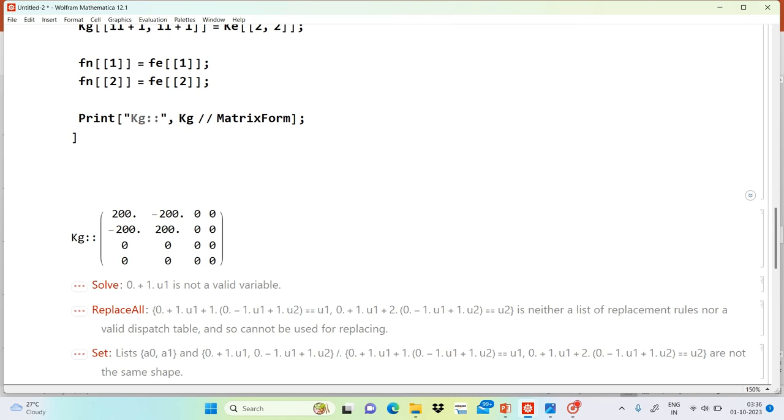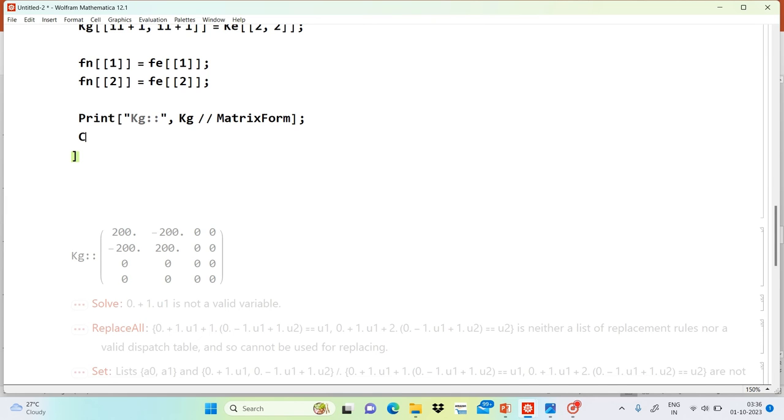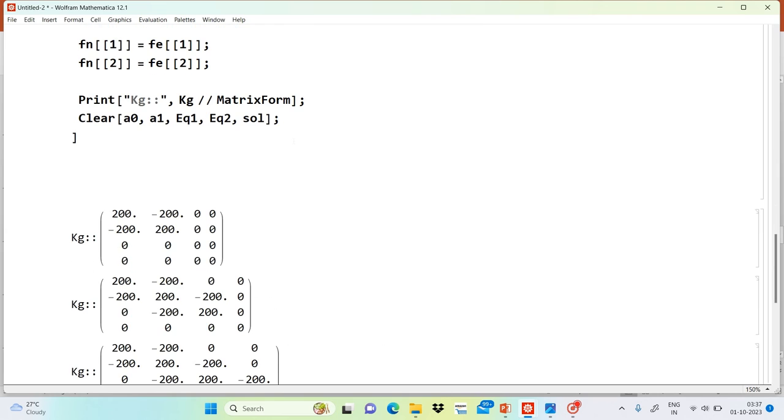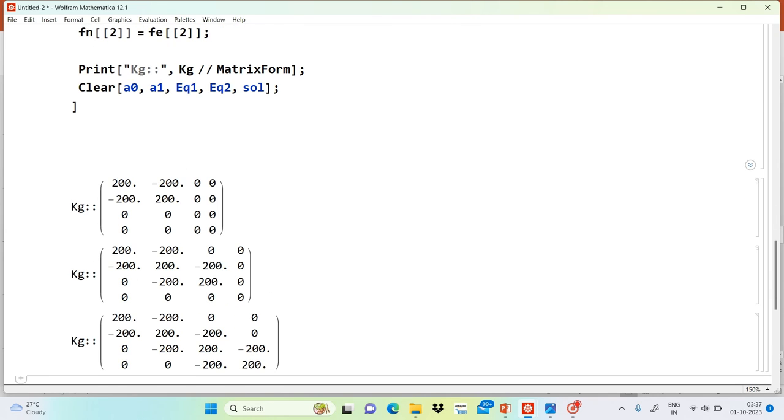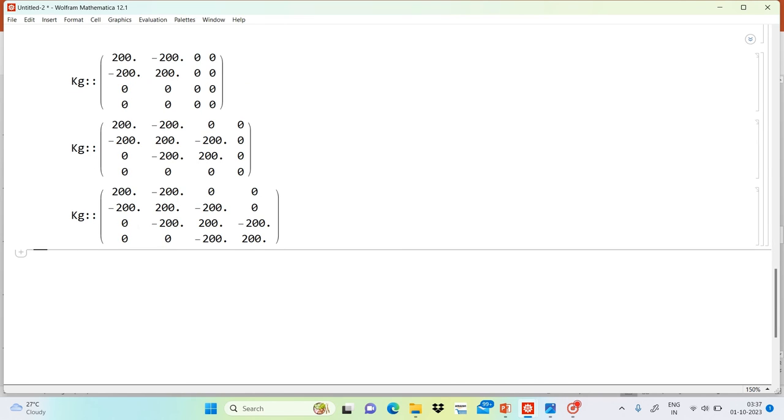Okay, so we have to do one thing, because it is applying the loop again and again, therefore we have to clear those functions. Clear A0, comma A1, comma equation 1, comma equation 2, comma solve. Now let's see. Okay, so now we are getting KG in this way, but we are seeing that it's not getting added. It's replacing the value, but it's not getting added.